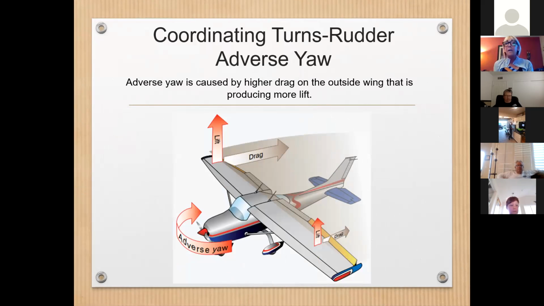Okay, and then we have adverse yaw. So we talked about the taxes that we pay: we have lift, and there's the tax of drag. The more lift we create on this right wing, the more drag we're going to have on that wing. And what happens is then we have a yawing motion, so we have to use rudder for that also. And it's just called coordinating a turn.